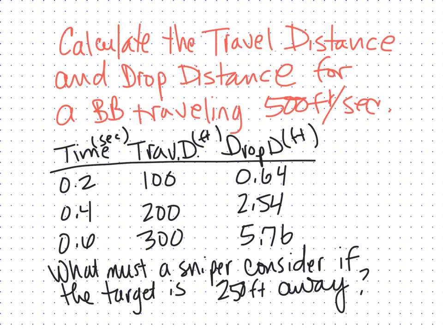So if you're asked on a homework problem, what must a sniper consider if the target is 250 feet away? For this bullet to travel 250 feet, it takes about 0.5 seconds. And in that time, it's going to descend, greater than 2.5, less than 5.76 feet. It's going to drop down.